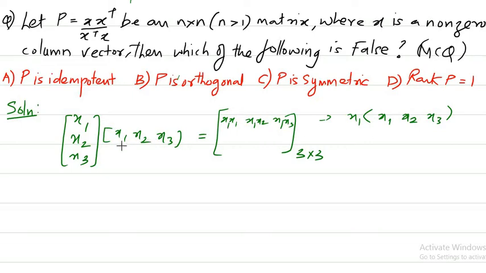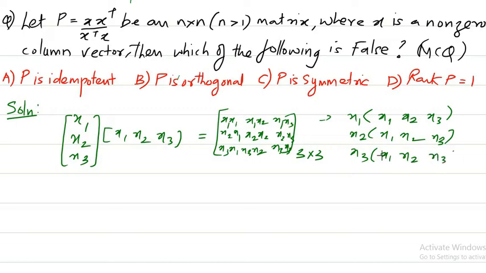The second row is simply x2 times x1, x2 times x2, x2 times x3. Again you're multiplying the same row, x1 x2 x3, with another constant x2. The third row is x3 times x1, x3 times x2, and x3 times x3, so again you're multiplying the same row x1 x2 x3 with the constant x3. We are given that x is a non-zero vector, so we are sure that these values are not all zeros.